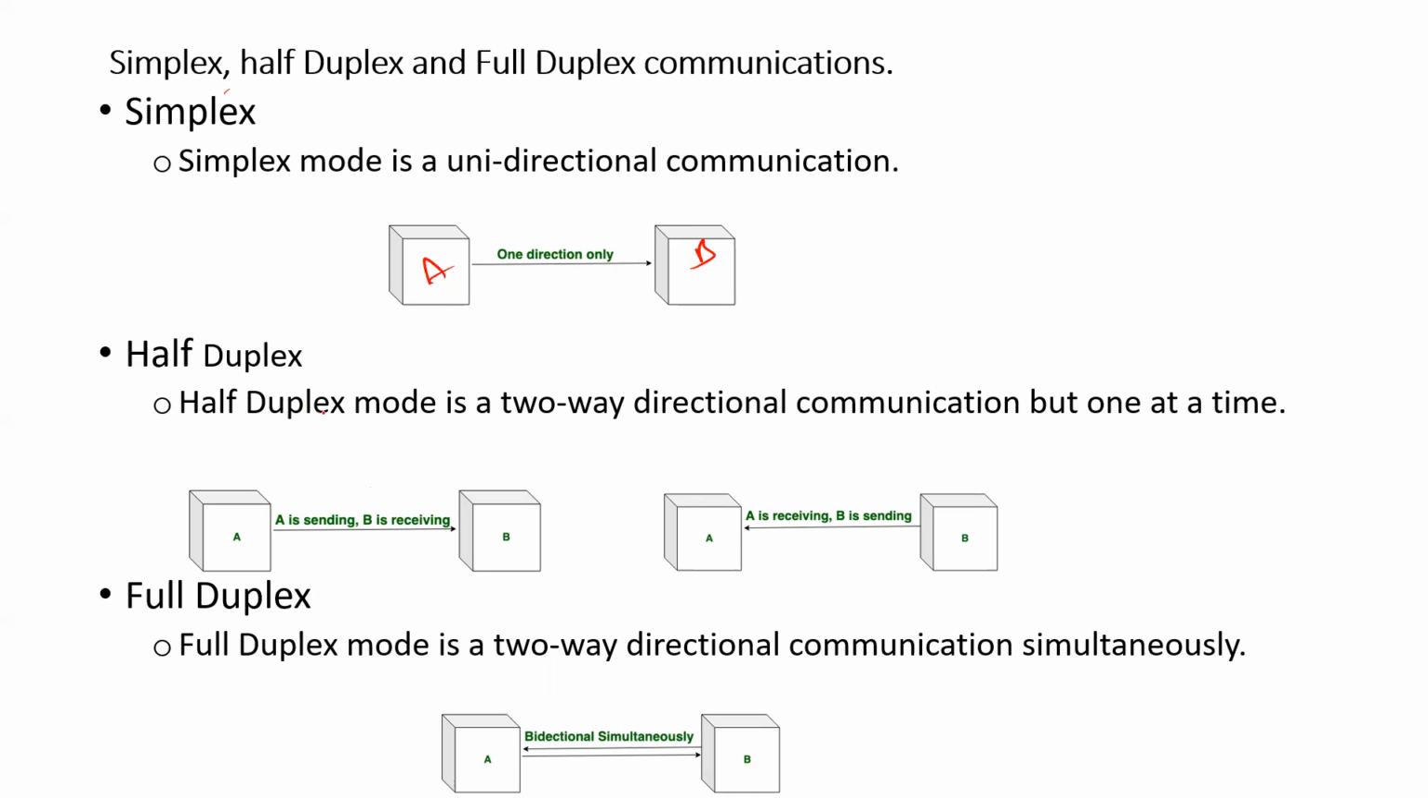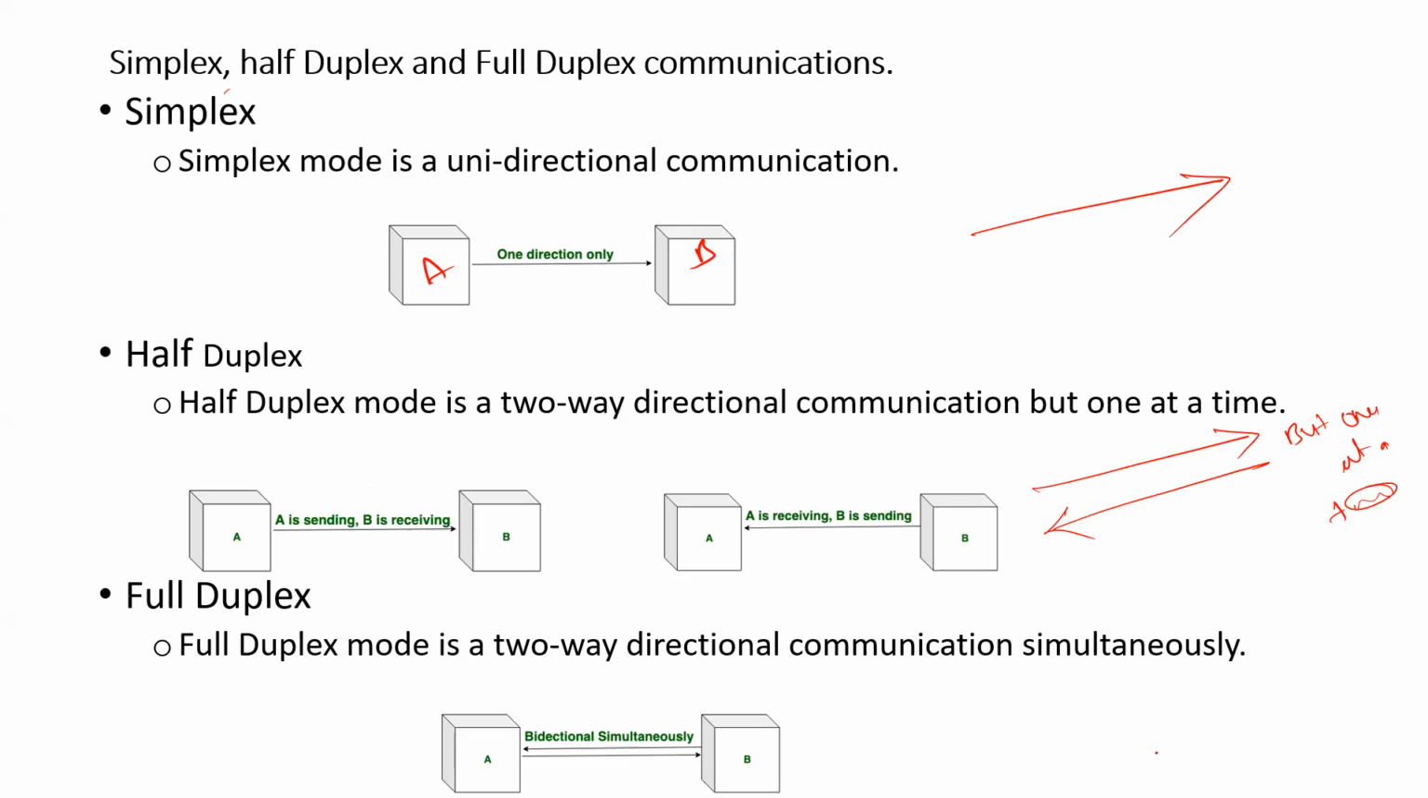But in case of half duplex, A and B both can share the data, but only one at a time. So here A is sending information, B is receiving. At the same point of time, B can't send information to A. After its completion, then B can send information and A can receive. So only one at a time. So here both directions are there, but once at a time. That is called half duplex communication.